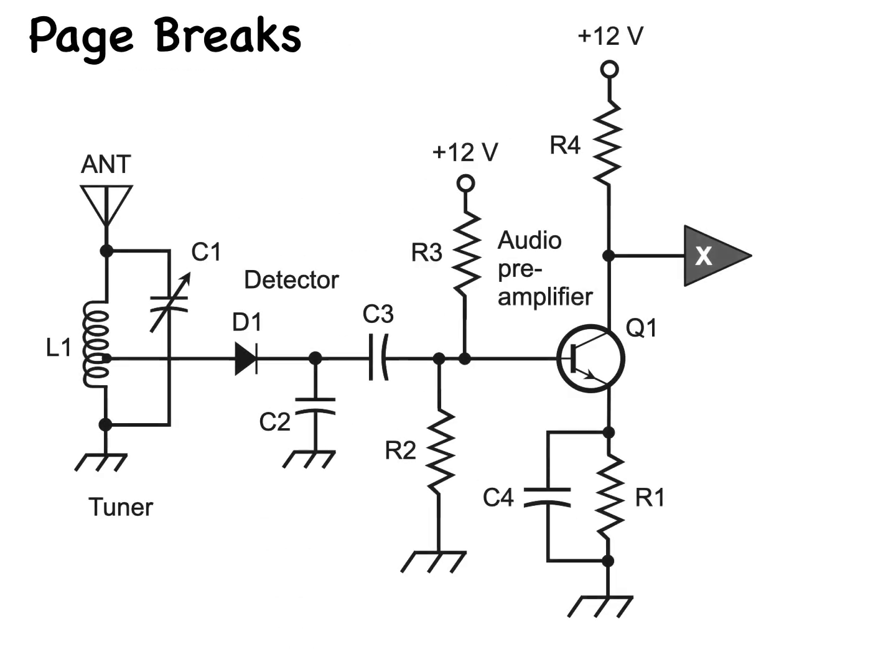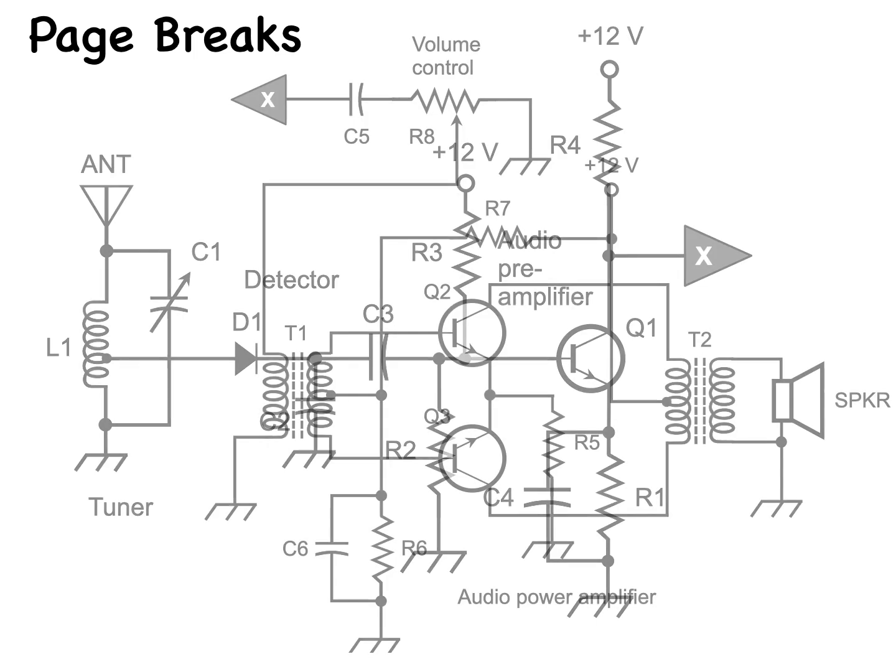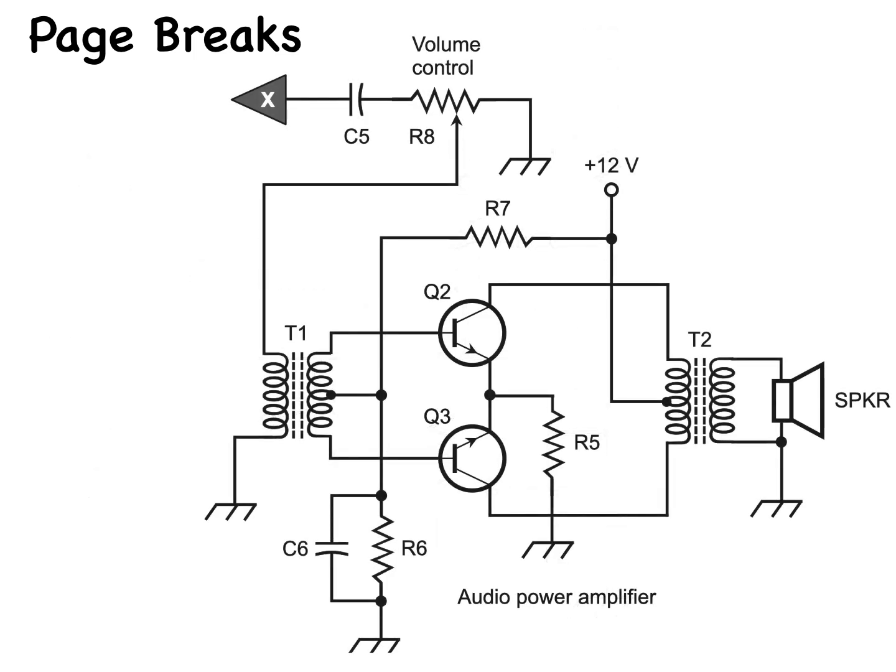This shows how we can take advantage of a page break with the diagram of our radio receiver. This figure puts the detector and the audio preamplifier right side up on a single page along with an output designator that appears as an X inside a wedge-like arrow that points off the page toward the right. This figure shows the audio power amplifier with an input designator comprising an X inside a wedge-like arrow that points off the page toward the left.